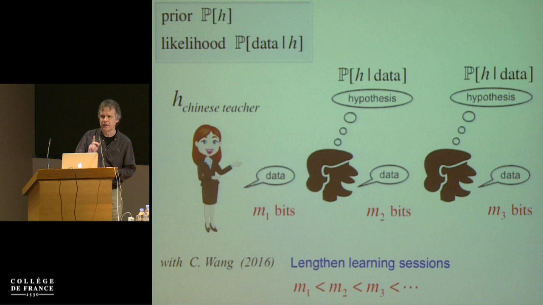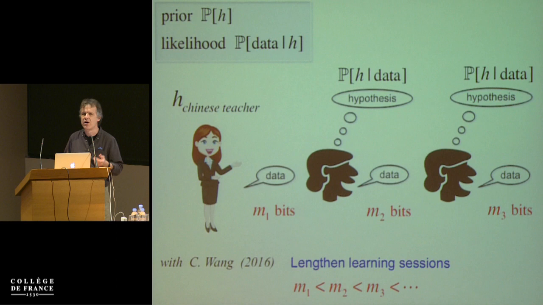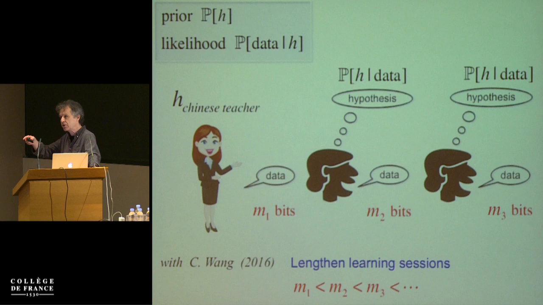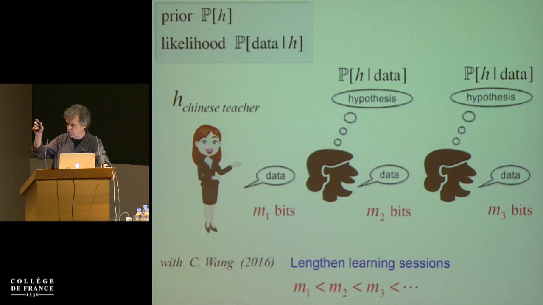But with a former student of mine, Chu Wang, we showed that actually if you just increase the session length a little bit, so maybe 6 months is the first teaching length of the session. But then the second person who's learned Chinese from a teacher is maybe now going to be teaching for 6 months and a day. And then the next one, 6 months and 2 days. You understand? You will slightly increase the teaching time.